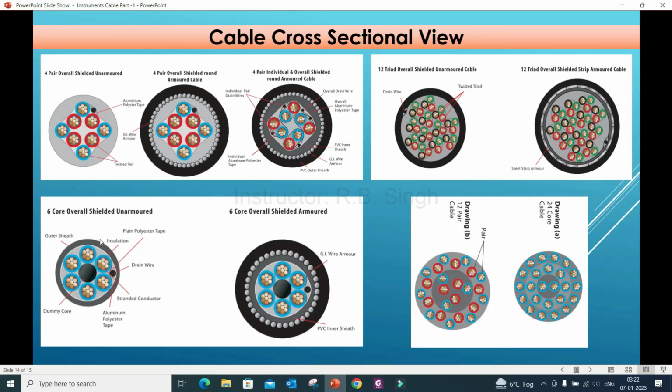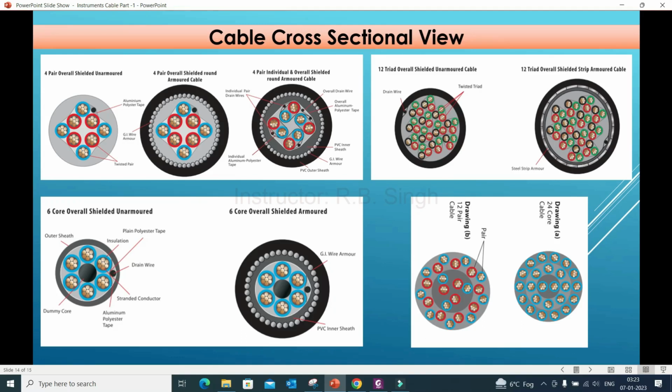This is the 6 core overall shielded unarmored cable. So this is the 6 core cable with drain wire, and this is the 6 core overall shielded armored cable. This is the round wire armoring. Again this is the 12 pair cable, and this is the 24 core cable.